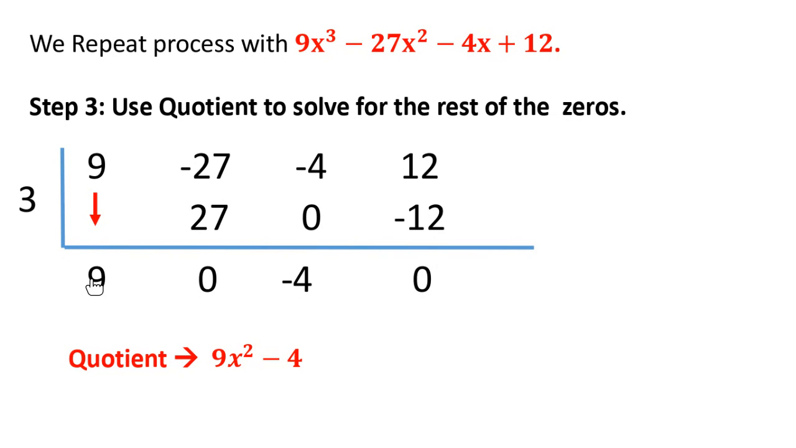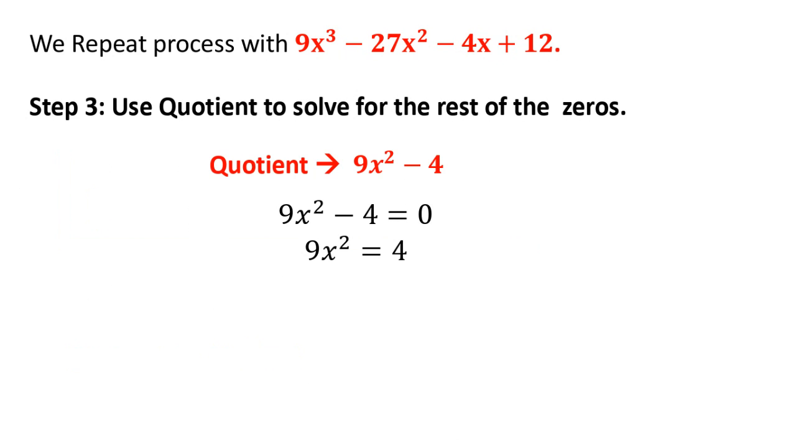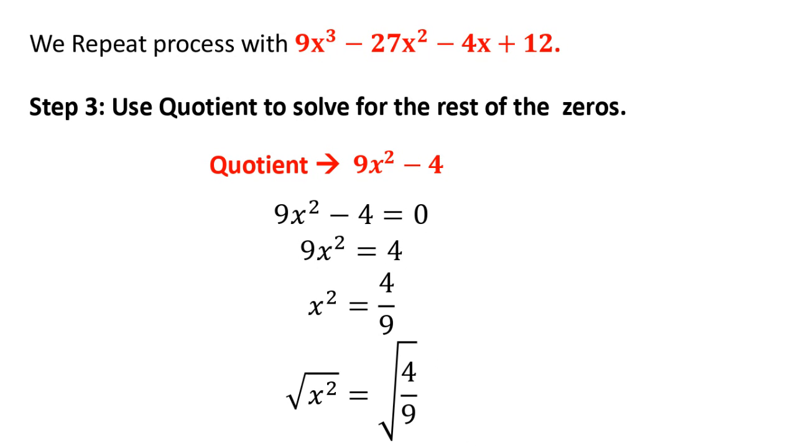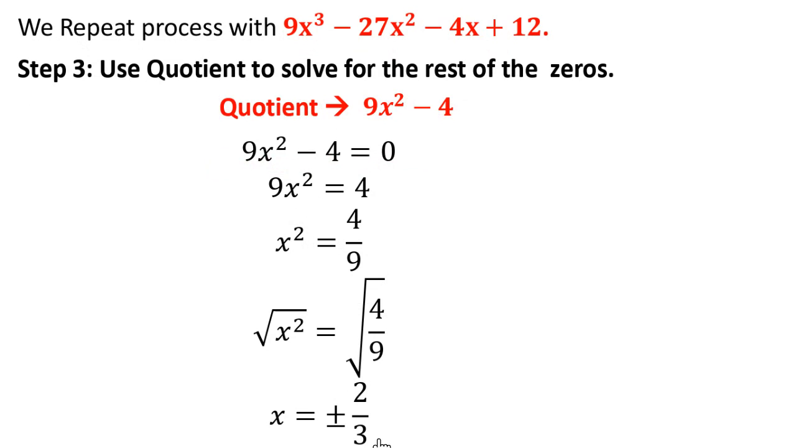So my 9, since I started with a cube here, this 9 would be 9x squared. I don't have an x, and then I have a minus 4. So I'm going to add 4 on both sides and divide by 9. So I divided 9 here and 9 here, and I can take the square root. The square root of 4 is 2. The square root of 9 is 3. And you can rewrite this as square root of 4 divided by square root of 9. And that's going to give you x equals plus or minus 2/3.